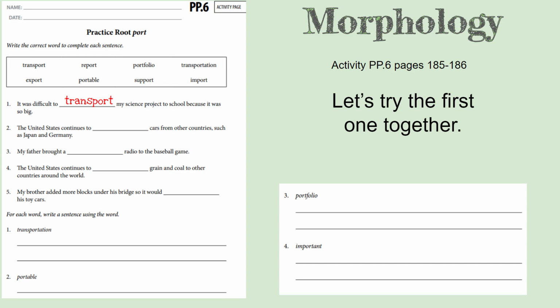The second part of this activity is for you to practice using words in a sentence. So you have 4 words: transportation, portable, portfolio, and important. We're going to ask you to use each one of those in a sentence. Let me show you what I wrote for number 1. Which type of transportation do you take to school? A bus or a car? Feel free to use that sentence, or I also even challenge you to write your own sentence about transportation. And then please take a moment to write a sentence about portable, portfolio, and important. I can't wait to read your sentences.